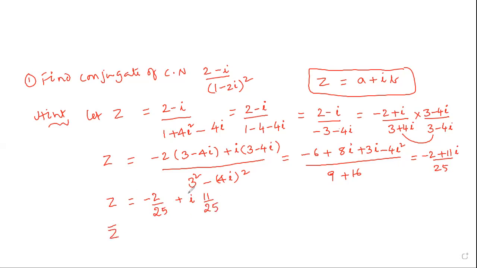Now write down z bar. In z bar, I replace i with minus i. Minus 2 by 25 minus i into 11 by 25 is the answer. Is it clear, everyone? Right. Now see, next I will write.